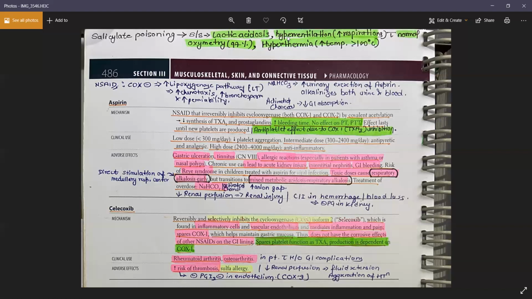Second thing, I'm also having a metabolic acidosis, which means a low pH would be there. And what are the features of the metabolic acidosis? Nausea, vomiting.